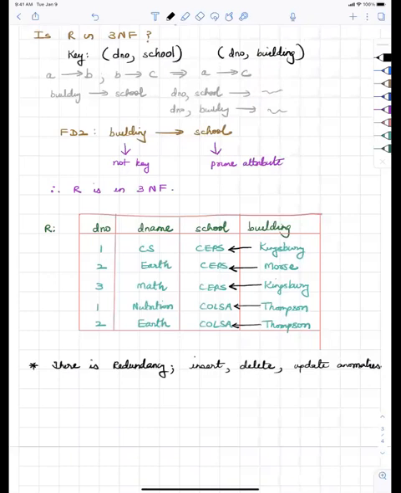So anyway, that's what I meant: you can have delete anomalies too. Suppose SEPS suddenly moved into some other building, we wouldn't know that Kingsbury used to have SEPS, and stuff like that.